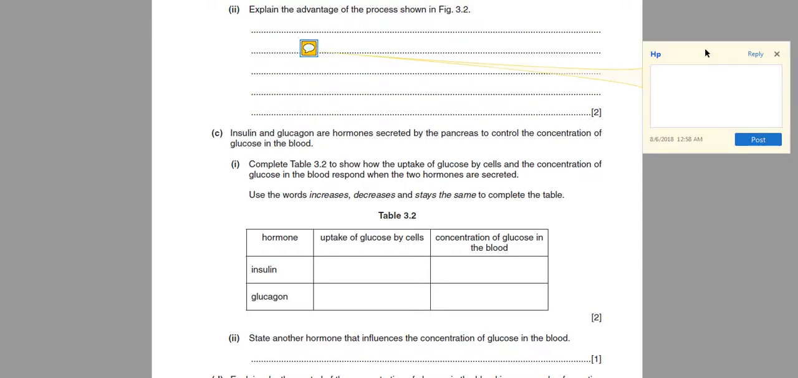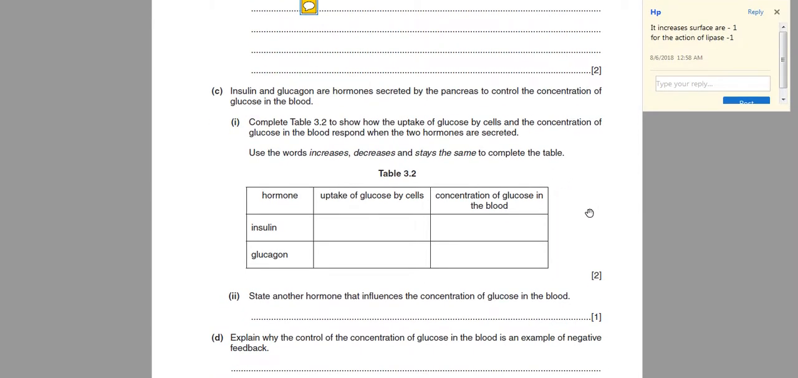First mark is for what? It increases surface area. So this is my first mark. And where is my second mark? For the action of lipase. This is my second mark. So here is how I will go for 2 marks for this question. Understand? Okay, now let's move on to our next part.